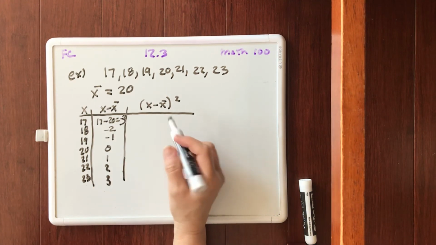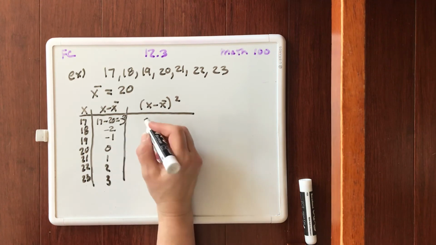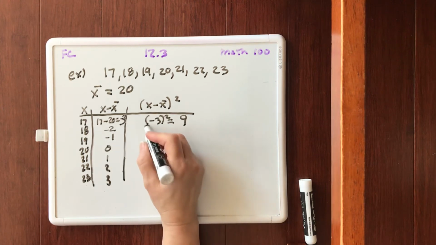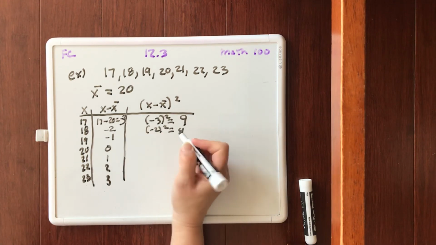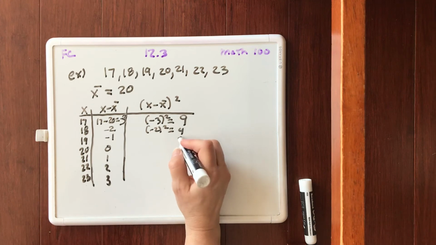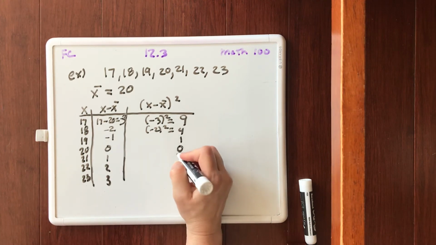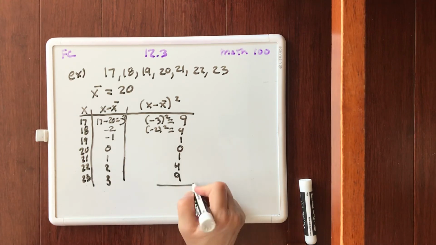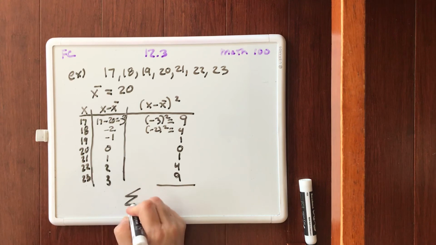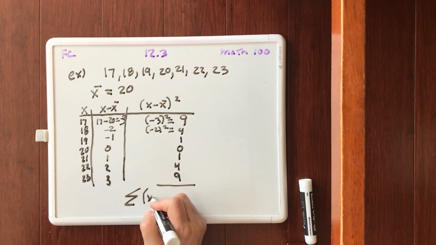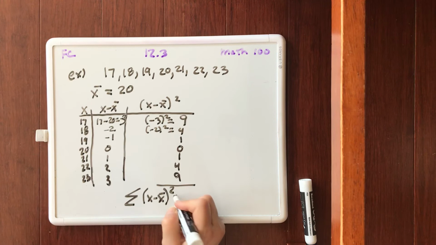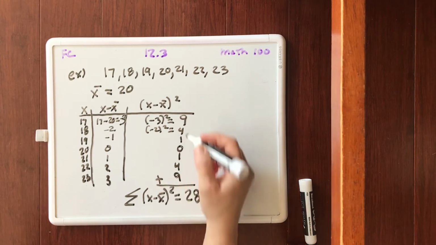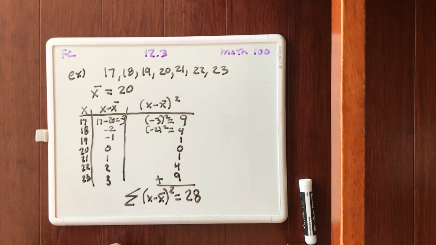Okay? Now it says to square them. So we would square -3, and that gives us 9. Square -2, and that gives us 4. And so forth: 9, 4, 1, square 0 is 0, 1, square 2 is 4, square 3 is 9. And then we add them up. When we add them up, that's what this means. The sum of x minus the mean squared equals, and we add all these up, and the answer is 28.